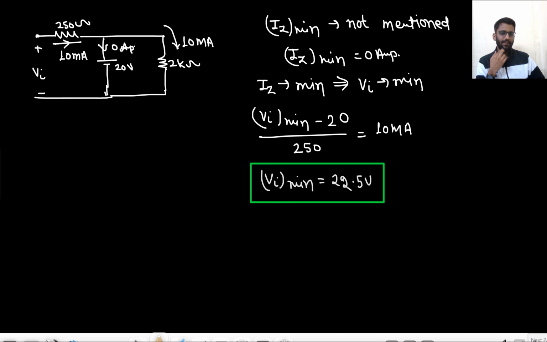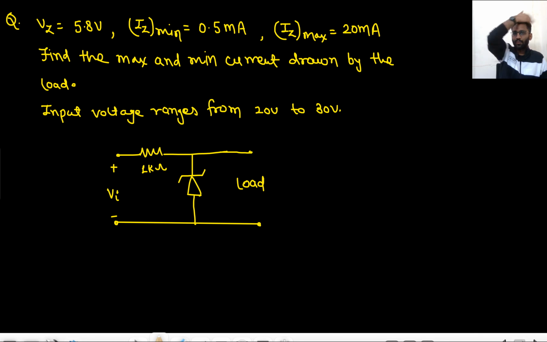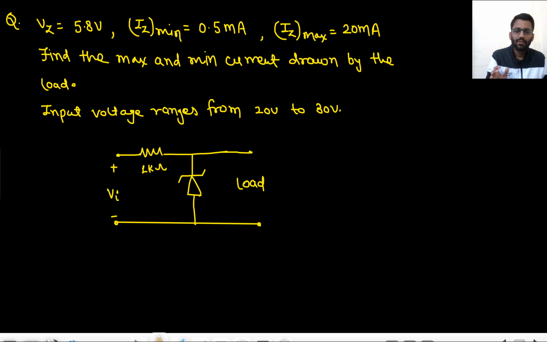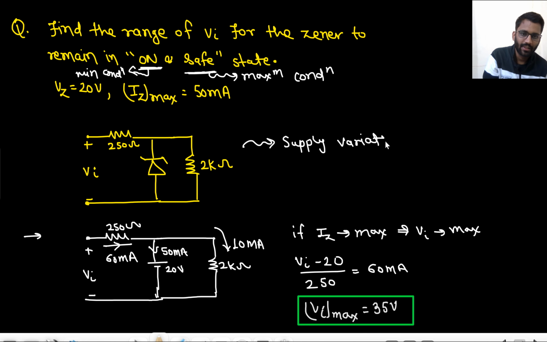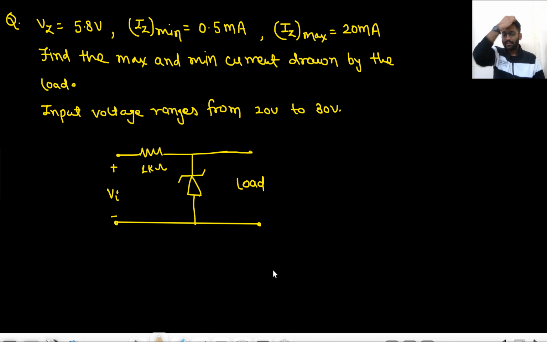Got my point? Let's move on to this question. This is a very, very good question. I hope this is the last question. So this was the case of supply variation, not load variation. Here your input is varying. Now this is the case of both load and supply varying.